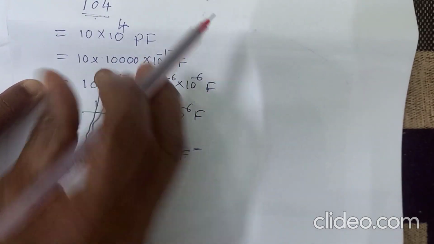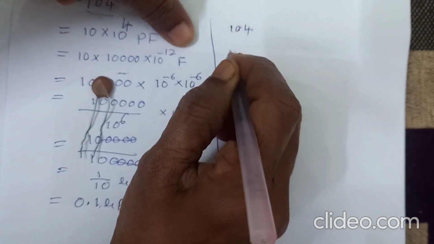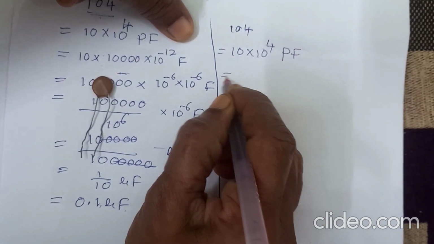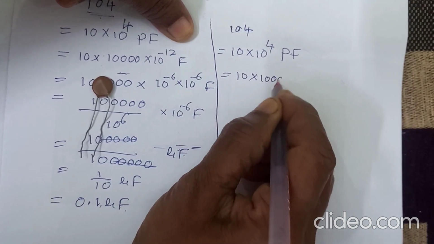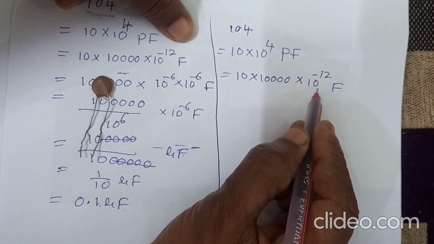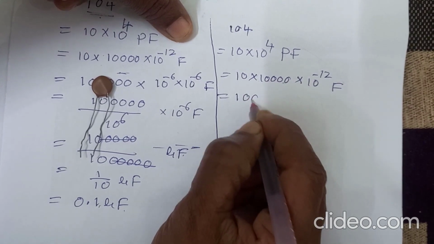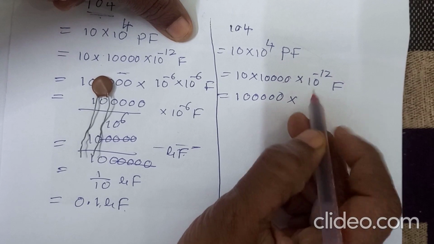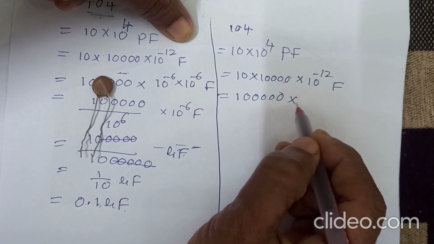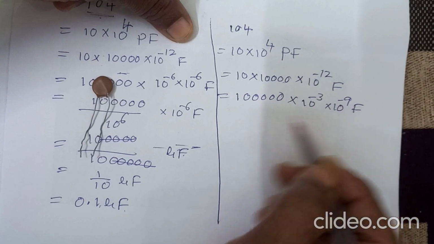The same thing I'll convert into nanofarad. So 104 is equal to 10 into 10 to the power 4 picofarad. Okay. So 10 into 10 to the power 4 is 4 zeros. Pico is minus 12 farad. 1 pico is nothing but 10 to the power minus 12 farad. So here 4 zeros, here 1 0. Total 5 zeros. Into. I want to convert this into nanofarad. Nanofarad means 10 to the power minus 9. So I should split this as 10 to the power minus 3, 10 to the power minus 9 farad.